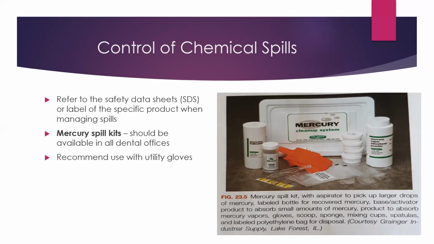You'll see to the right in figure 23-5, there's a mercury spill kit with an aspirator to pick up any large drops of mercury. Labeled bottle for recovery mercury is present there. You also have a base or activator product to help absorb the small amounts of mercury. Okay, and of course you see your basics like your gloves, the scoop, the sponge, mixing cups, spatulas, and labeled polyethylene bag for disposal.